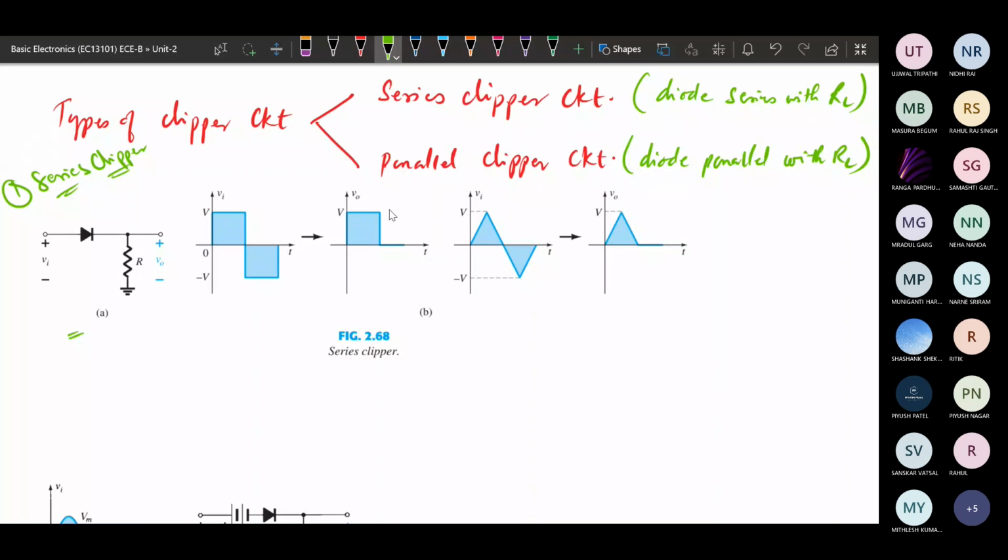This is an example of a series clipper circuit. We have a diode connected with a load resistance R, and we get the output from the load resistance, so whatever voltage is across the load resistance is what we get. This input is the input waveform, which could be an AC component or DC also. Sometimes we analyze the AC components only, but in some cases it will give some DC component too, so how will it behave then?